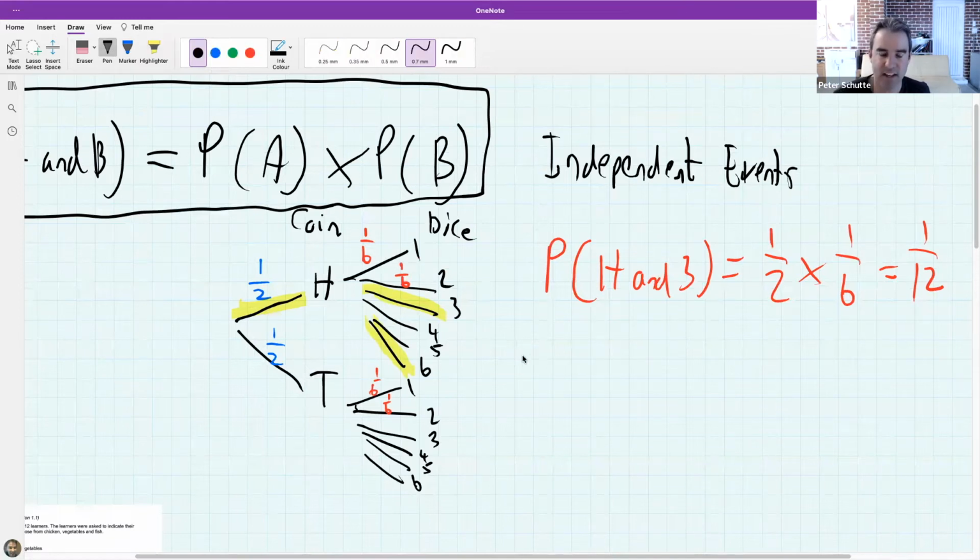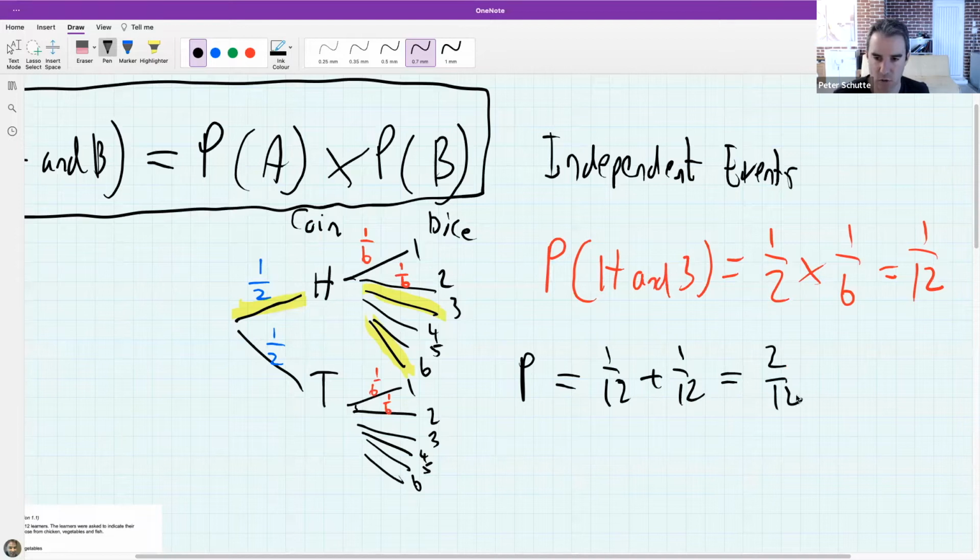So that second question I asked, your probability wouldn't just be 1 over 12. Because you've got a second branch, that second branch would also be 1 over 12, and you'd add them together, which would give you 2 out of 12.